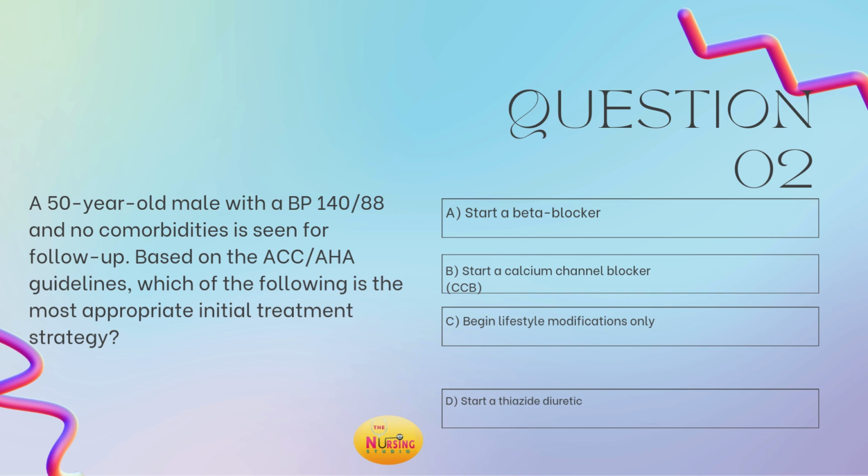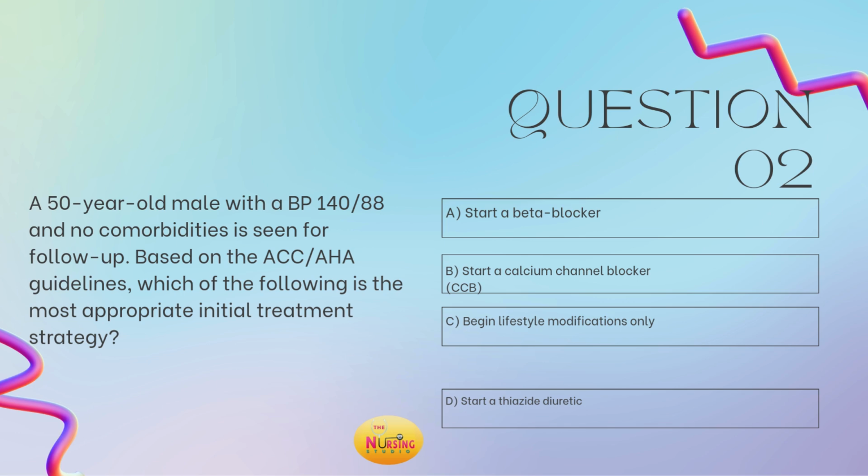All right, question number two. A 50-year-old male with a blood pressure of 140 over 88 and no comorbidities is being seen for follow up. Based on the ACC and AHA guidelines, which of the following is the most appropriate initial treatment strategy? Is it A, start a beta blocker, B, start a calcium channel blocker, C, begin lifestyle modifications only, or D, start a thiazide diuretic?